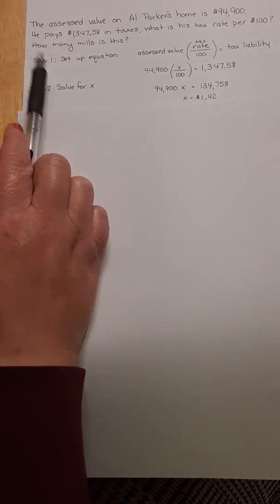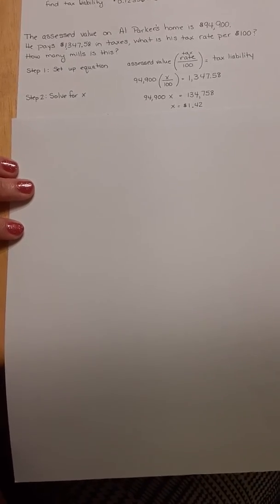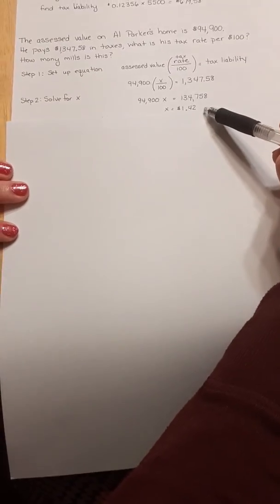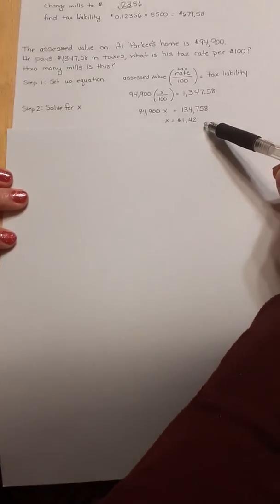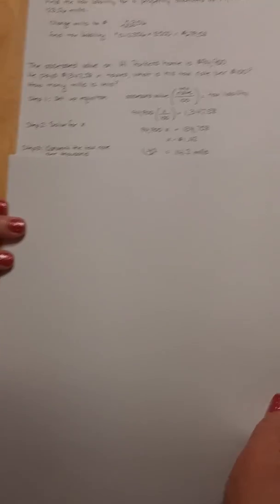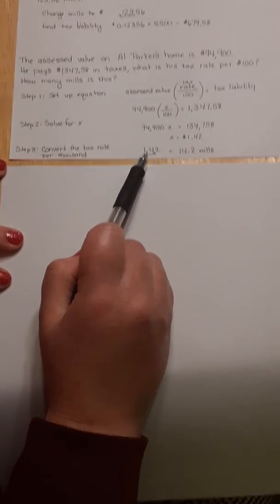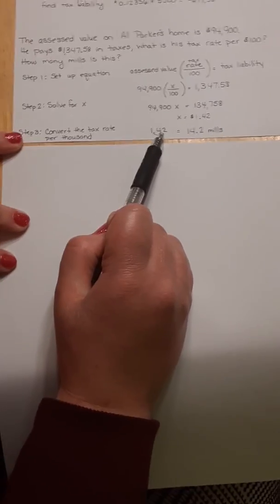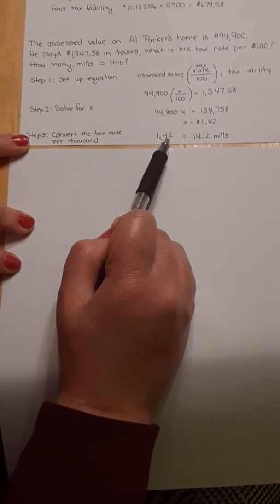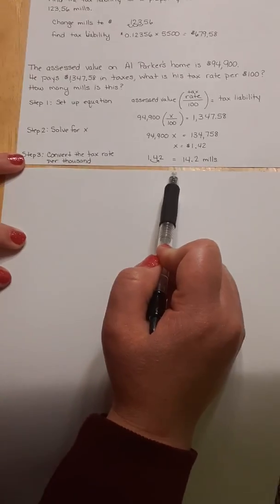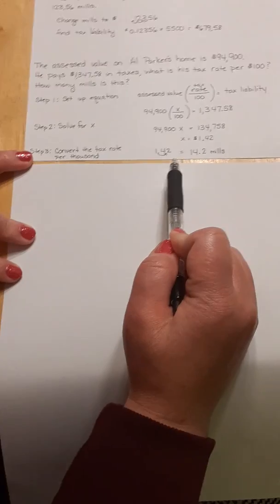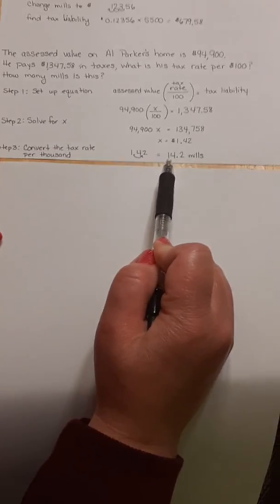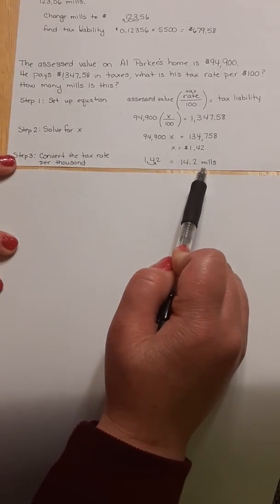Now, the last part is they want me to change that to mills. Remember, because I was dealing with groups of 100, I need to change this to groups of 1,000. So what I'm going to do is take this 1.42 I just found and move the decimal spot one more spot to the right. That's going to change it per 1,000ths. And we know from our definition on the front side that 1/1,000th is the same thing as a mill. So 14.2 mills is the amount of mills that I have.